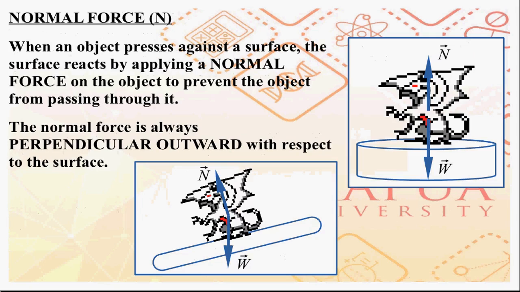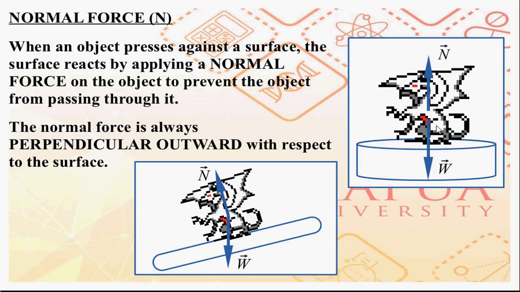Next we have the normal force, variable capital N. When an object presses against a surface, say you have an object placed on top of a platform, because of the weight of the object pressing into the surface, the surface will react by applying a normal force on the object to prevent the object from passing through.